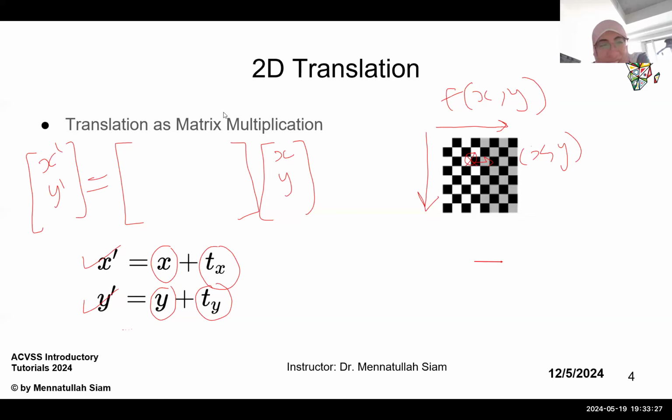Yeah, thank you, Grace. Anyone wants to help on this one? How can I do translation as matrix multiplication? Anyone knows? No? Okay, let's do it together.